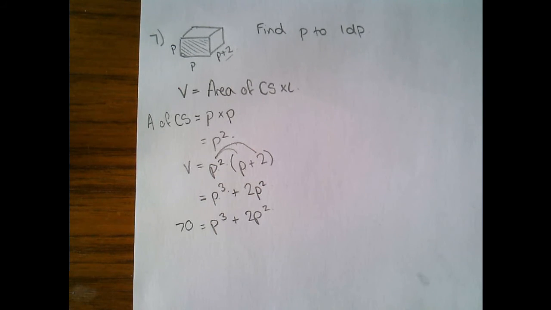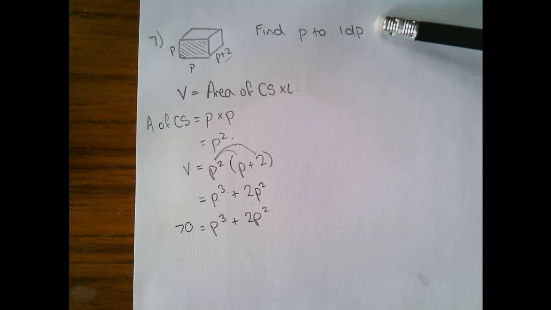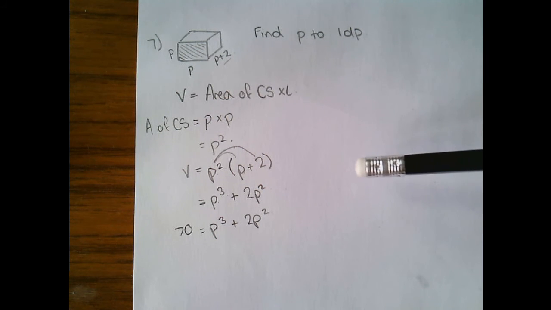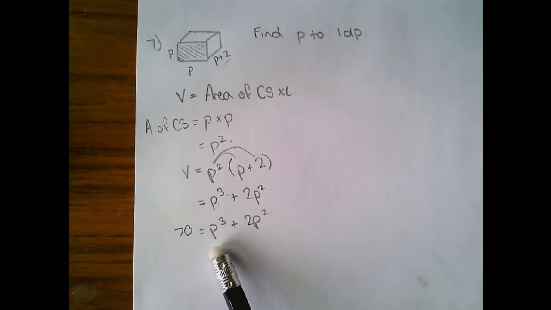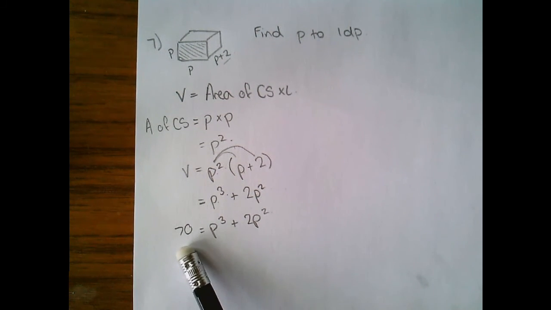Now, some of you may know what type of question this is already, but we can spot that we have something that we don't know how to solve properly yet, and we know that the question asks us to find the answer to 1 decimal place. Okay, so to find p to 1 decimal place, this looks like a trial and improvement question. So if you want to have a go at that, it's p cubed plus 2p squared, and you're going to try and get that to be 70.